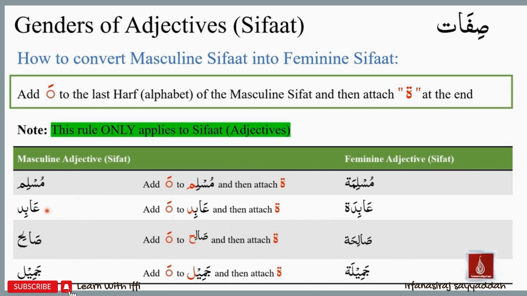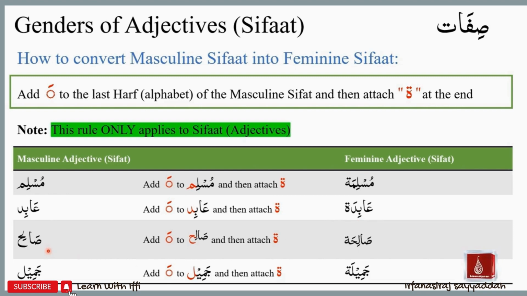The next word is Abid. Abid is an adjective, meaning the one who worships. In order to convert Abid into Abida, which is the feminine version, we will add a zabar to the last alphabet of abid, to the last harf of abid, and then attach gol ta at the end. So abid becomes abida.